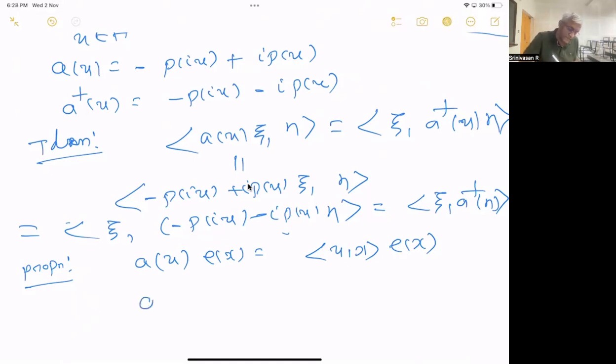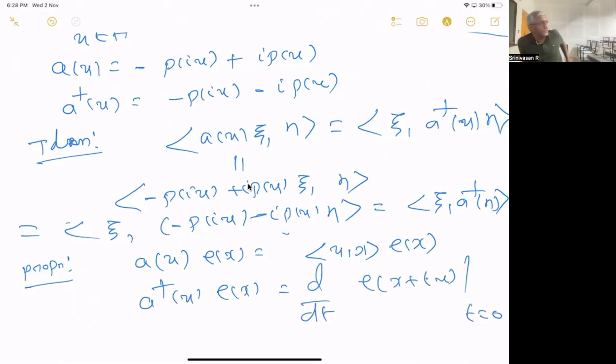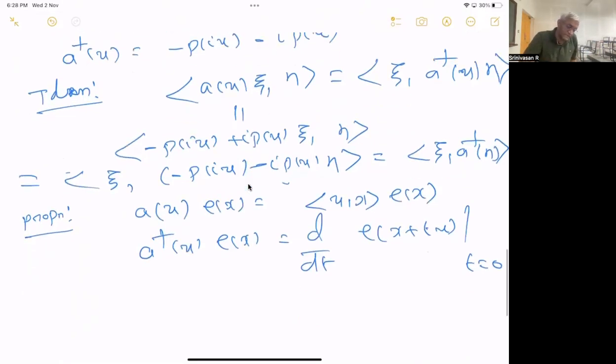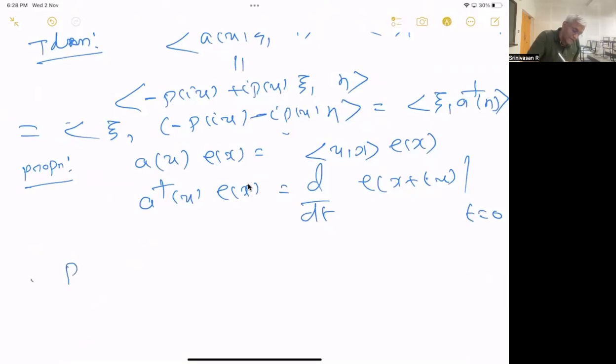And A dagger of U acting on E of X is equal to d by dt of E of X plus tU at t equal to 0. That is how we have defined it. So shall I leave this as an exercise? It's just direct application. You know what P of U is? I have written P of U already. P of U is the sum of two operators. One takes the inner product out of E of X. Let's write it: P of U, I P of U.